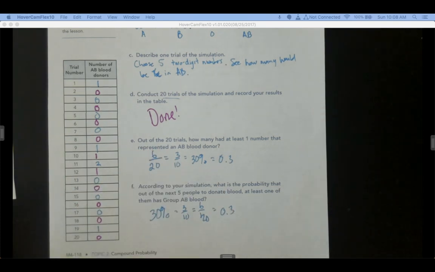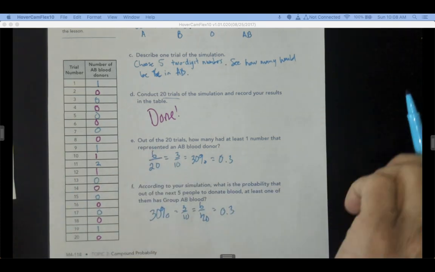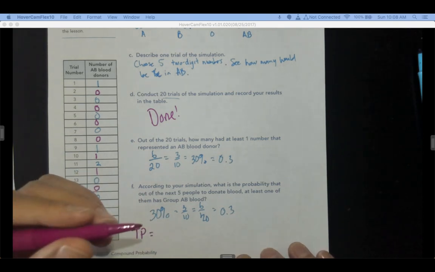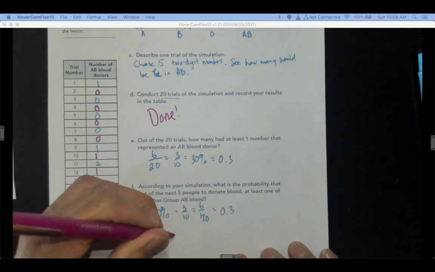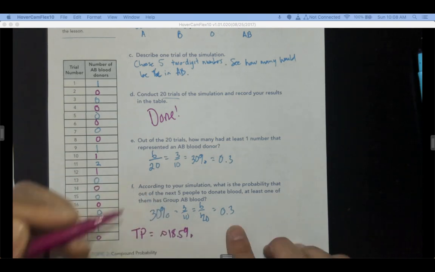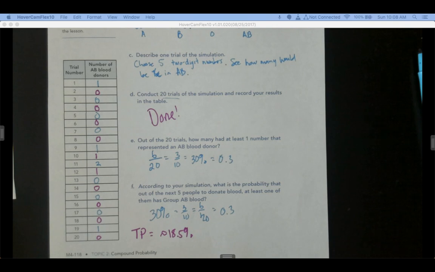And then I actually know that the theoretical probability is about 18.5%. So in our experiment, it was a little higher than what it is theoretically, and that's okay. We're just showing you how to run the experiment with a simulation. Notice that we didn't find 5 people and then test their blood. A simulation is not doing the exact same thing.